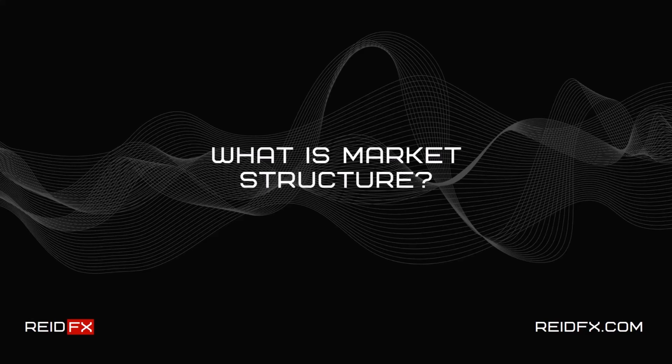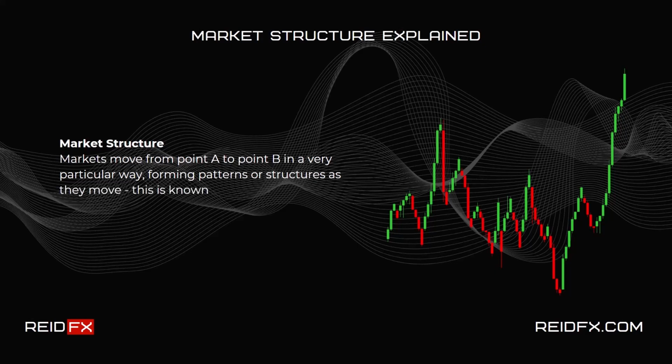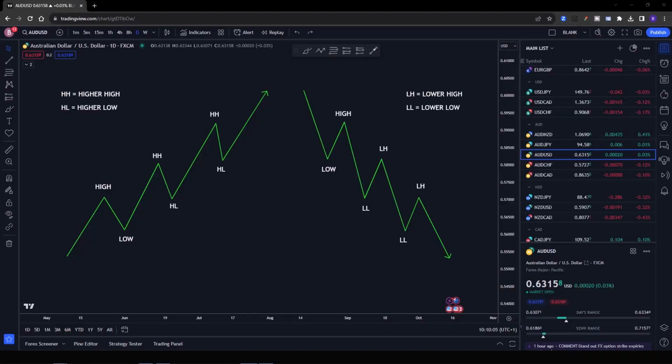In this lesson then, we're going to answer the question, what is market structure? Markets move from point A to point B in a very particular way, forming patterns and structures as they move. This is known as market structure. So let's have a look at some examples on the chart.